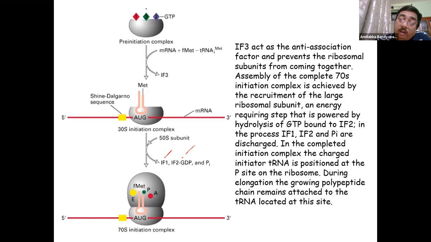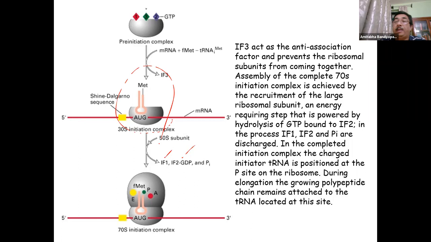Now the P site is formed. You can see it here. Now the next amino acid will come in. In fact, if you use a GTP analog, which looks like GTP but cannot be hydrolyzed, then you will get everything up to here, but the GTP will not hydrolyze and you will not get the 70S level. So therefore, the GTP hydrolysis is a must.